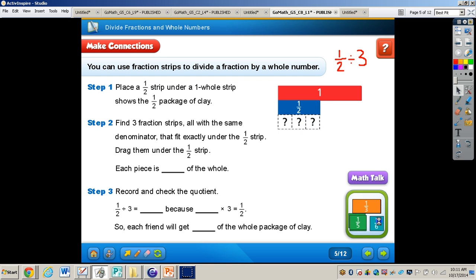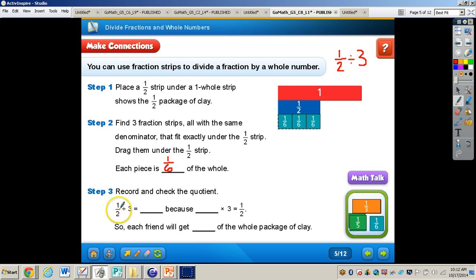Okay, so we're going to take our 6th here. 1, 2, 3. And why is it 3? Because it's not only Kalia, but also 2 of her friends, equaling a total of 3. Okay, now each piece that we can see is 1/6 of the whole, because that 1/6 went right underneath that 1/2 strip. 1/6 of the whole.